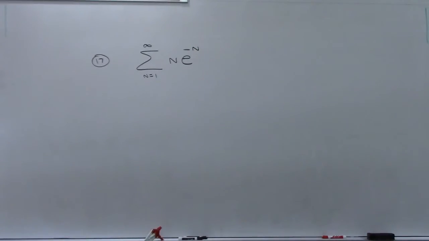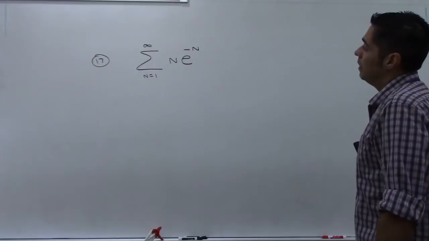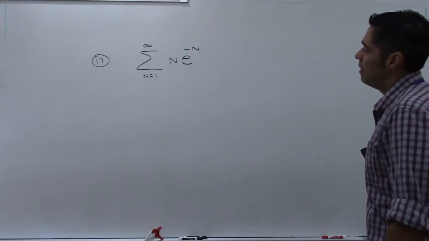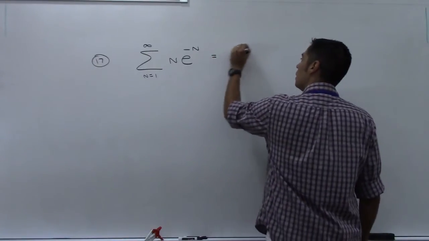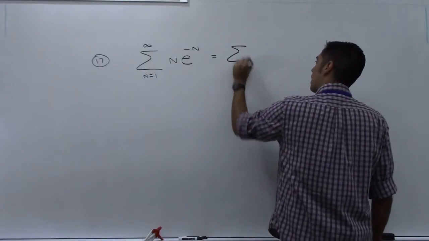Okay, n times e to the negative n. Let me first write this as a fraction.